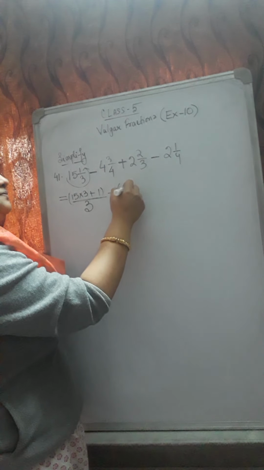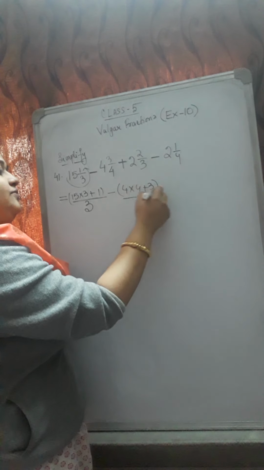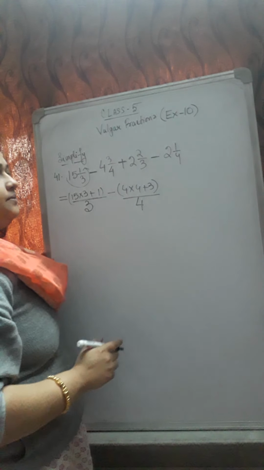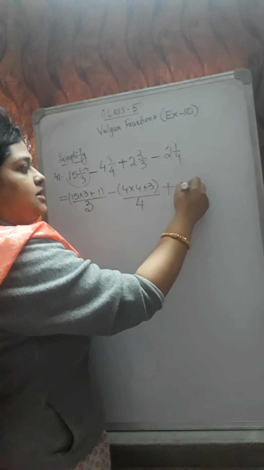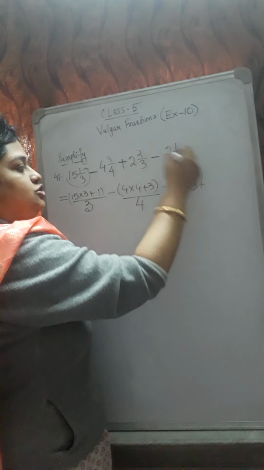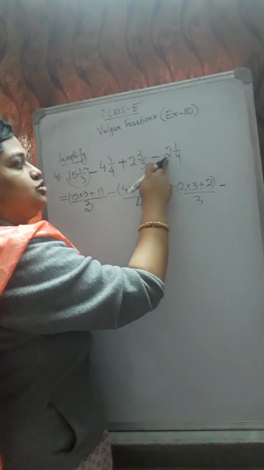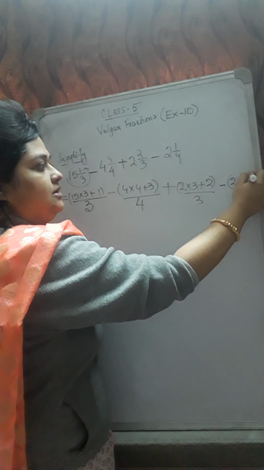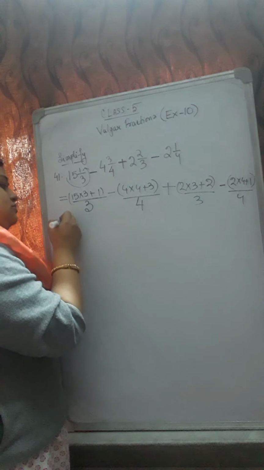4 into 4 plus 3. This entire thing will come in the numerator, divided by 4 as the denominator, plus. So we are basically changing the mixed fraction to improper. 2 into 3 plus 2 by 3, minus 2 into 4 plus 1 will come in the numerator, divided by 4. Now solving it.